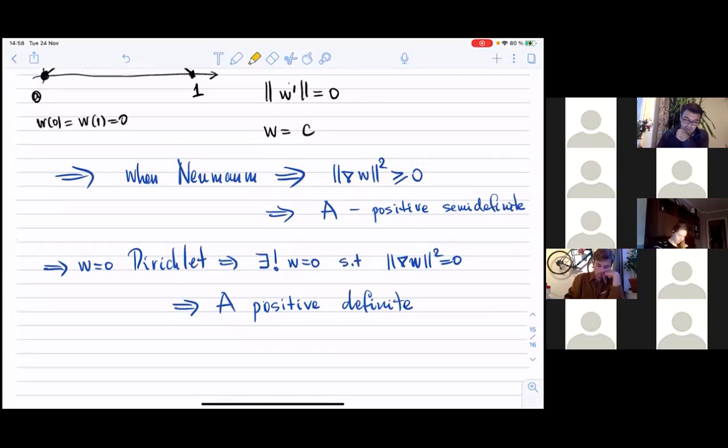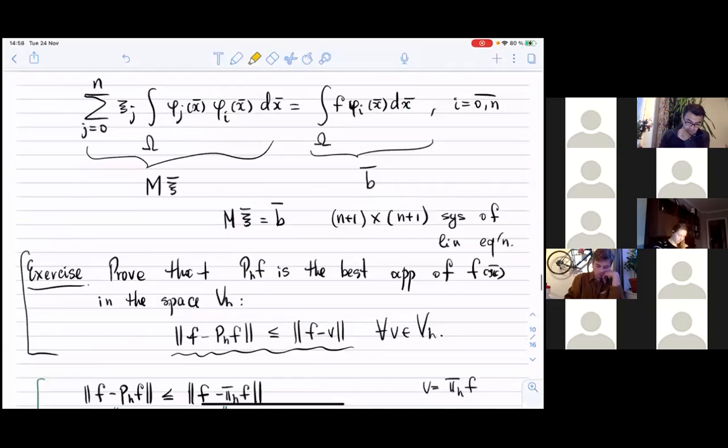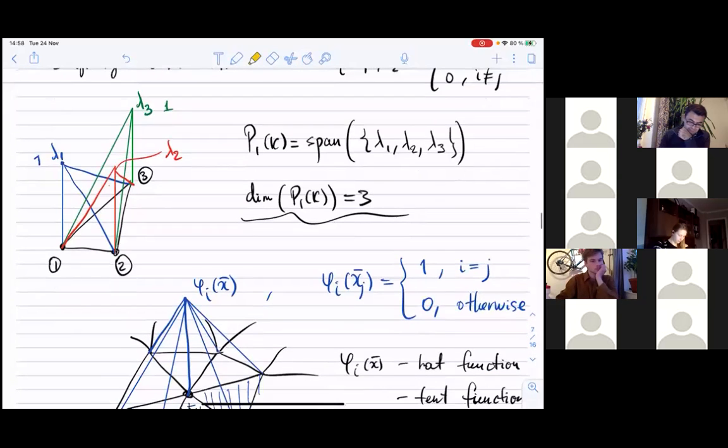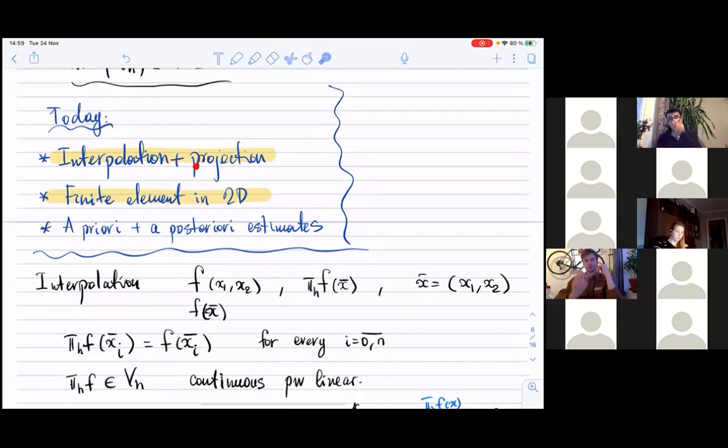All right, so let's just go back to the aim and goal that we started today here. So we introduced interpolation and projection in 2D. We looked at basic estimates, of course, without proving. We learned how to construct projections in 2D.